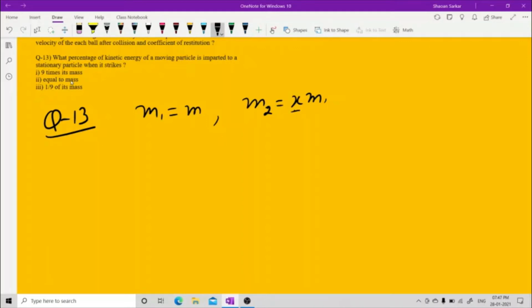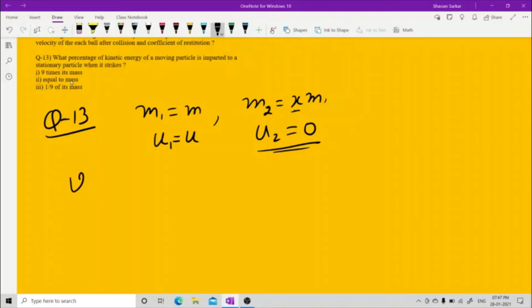Now the point is, what percentage of the kinetic energy is imparted to a stationary particle. That means u1 has some velocity. We don't know where u1 exists. u1 is say u, and u2 is 0, very simple, because it is at rest. Now, what percentage of kinetic energy of the moving particle is imparted to the stationary particle? So now you have got v2.